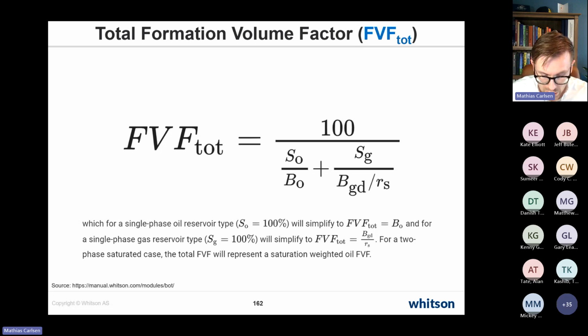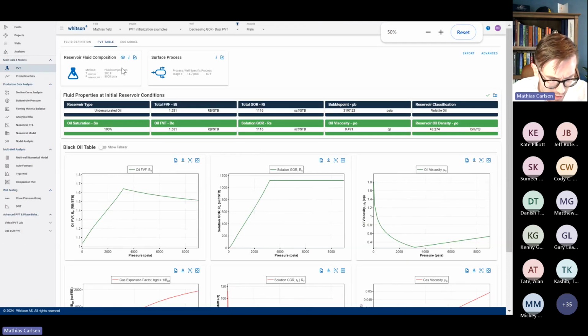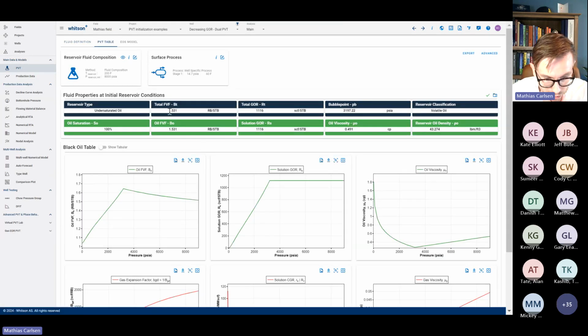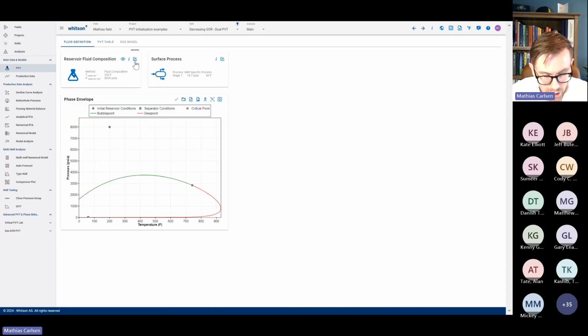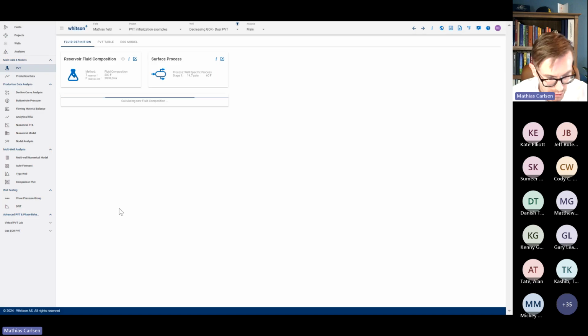And then if you have a two-phase saturated case, you'll deal with some kind of saturation-weighted average of the two. So in this case, I'm above the saturation pressure, and the formation volume factor is equal to the oil formation volume factor because it's 100% oil.